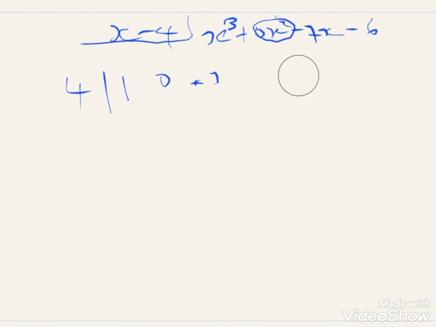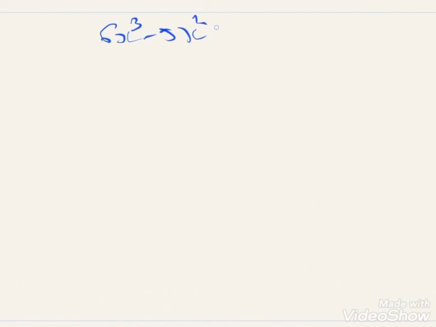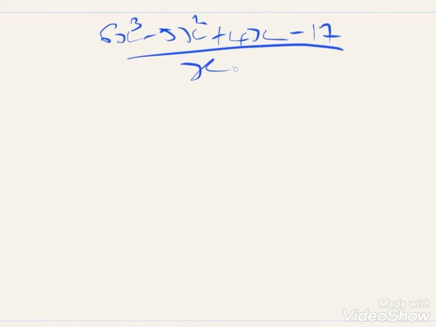So it shows that we can actually substitute directly, using the root of the linear expression given to us as our divisor, to find the remainder, which shows us whether the linear factor is a factor or not. Let's have this expression here: 6x cubed minus 5x squared plus 4x minus 17 over x minus 3. So the linear factor is x minus 3.